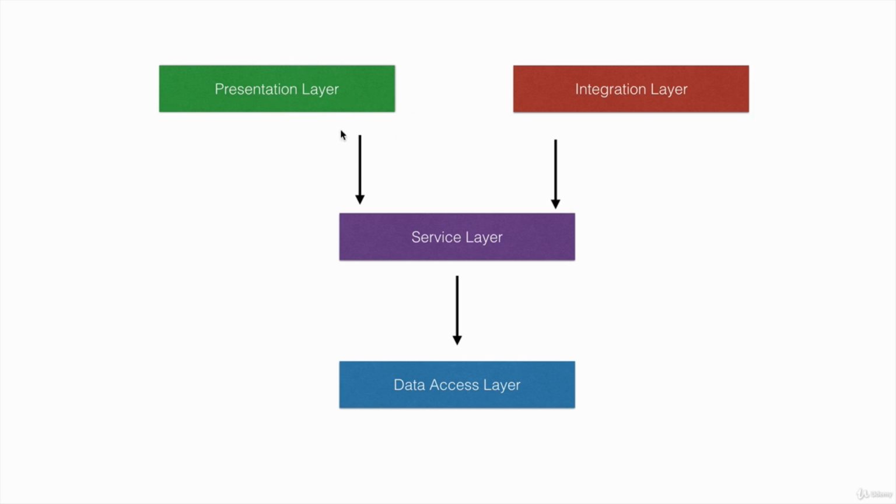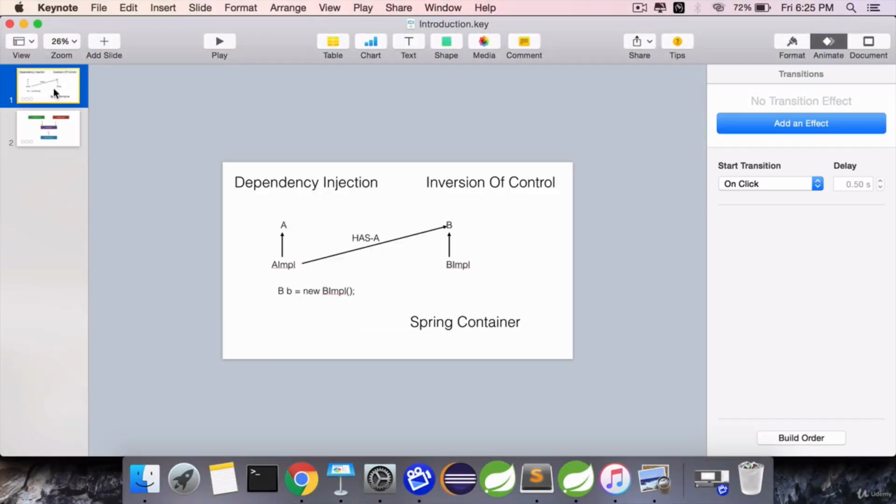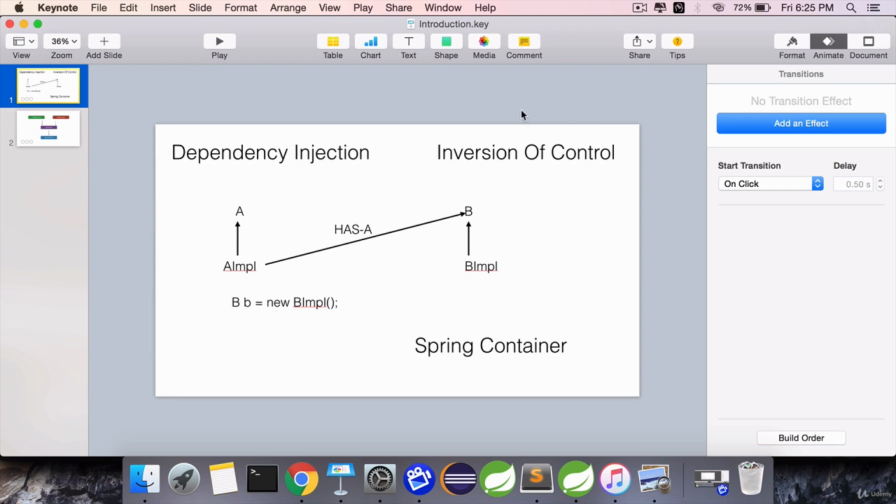And the most popular framework to do dependency injection in the Java space is Spring framework. It is also known as IOC container because we are inverting the control of object creation and injection to the container.